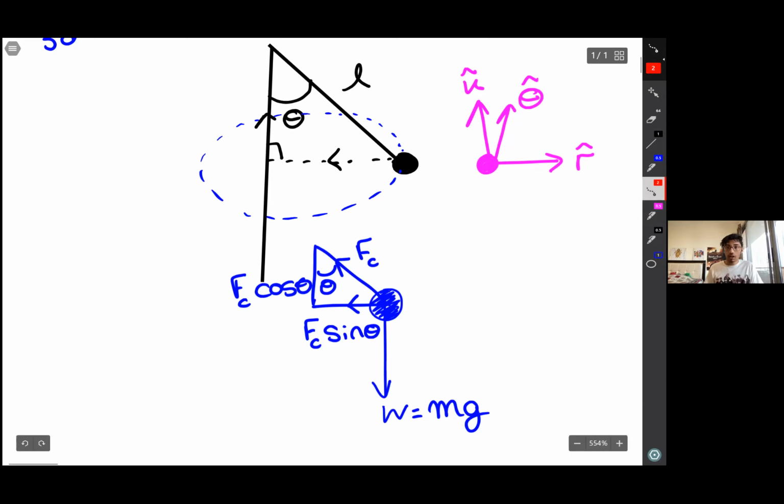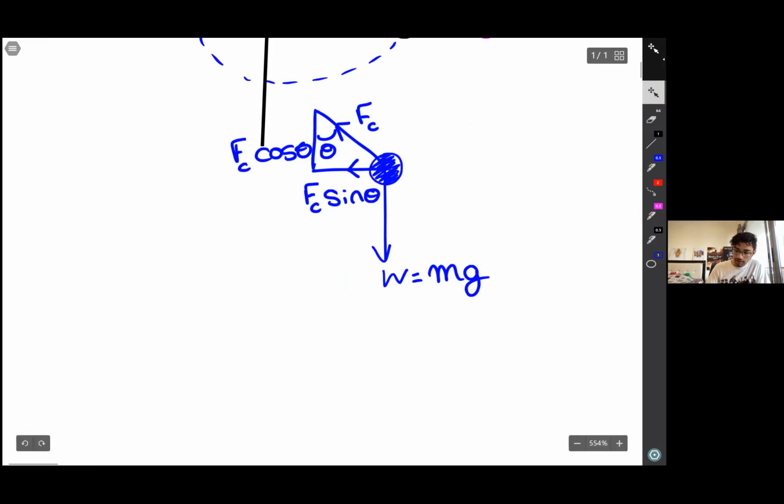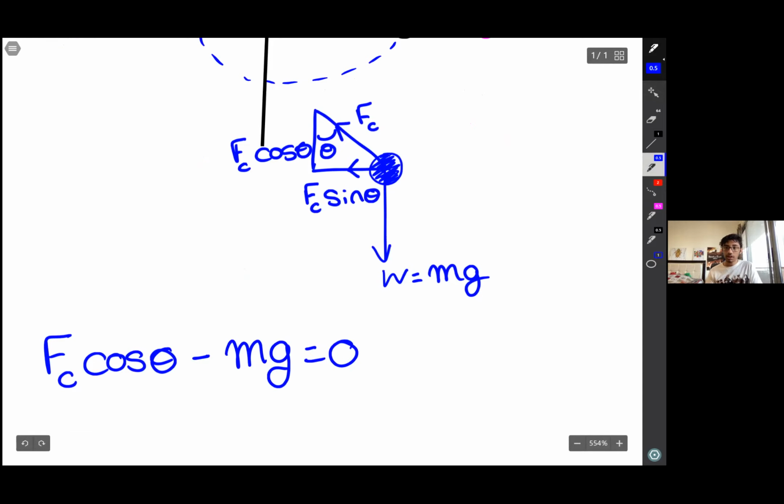So what are our k hat and r hat unit vector forces? Acting in the r hat direction, we've got Fc sine theta. And acting in the k hat direction, we've got Fc cos theta and mg. However, we don't want k hat to change at all, so we're going to set that equal to 0. In other words, Fc cos theta points upwards, so we have Fc cos theta, a positive version of that, minus mg equal to 0, because there is no acceleration and it's in the same position. Or I could say that these two are equal to one another.